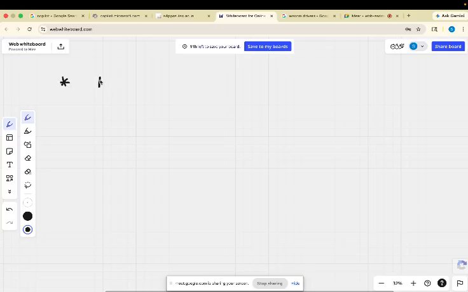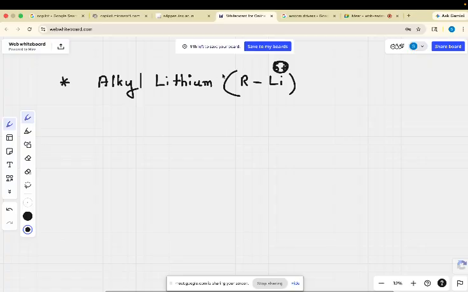Okay, so next write down. We have next alkyl lithium. So basically, this alkyl lithium is represented like this, RLi. Now very simple, lithium is a metal, so it will be delta positive charge, or you can say positively charged, and the alkyl group will be here negatively charged.